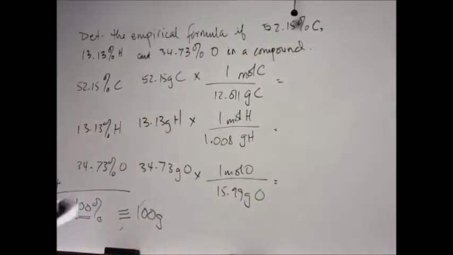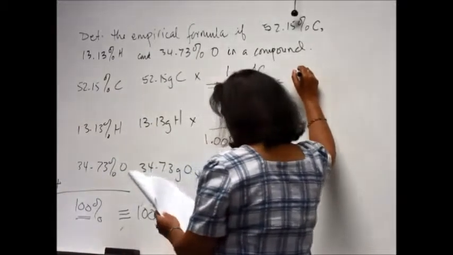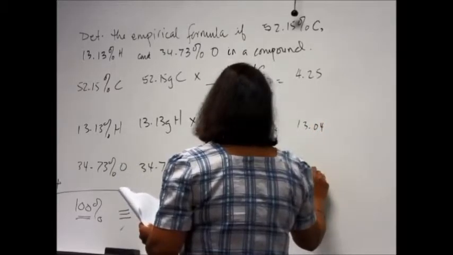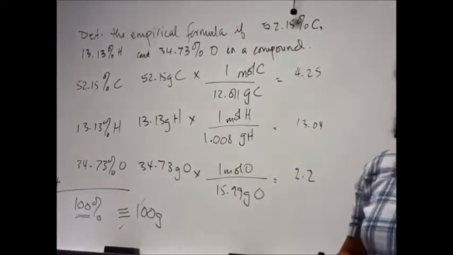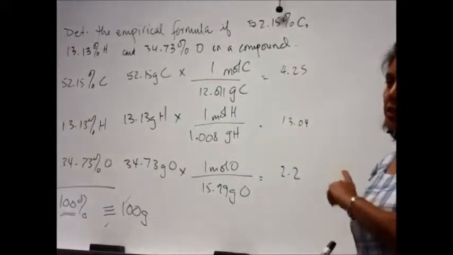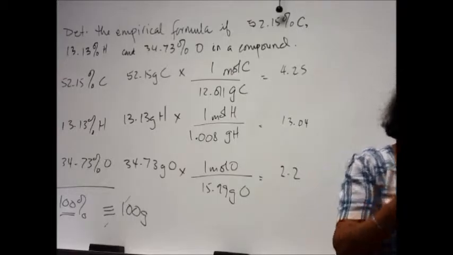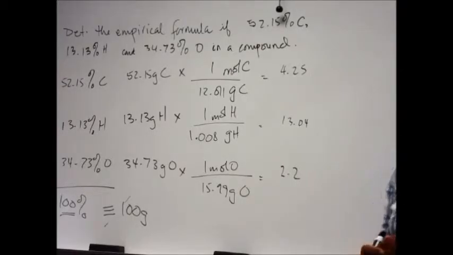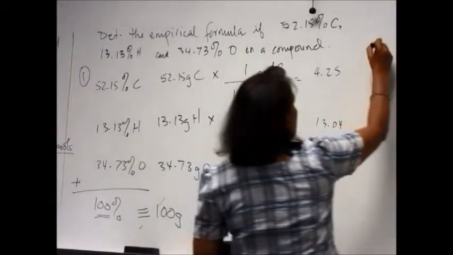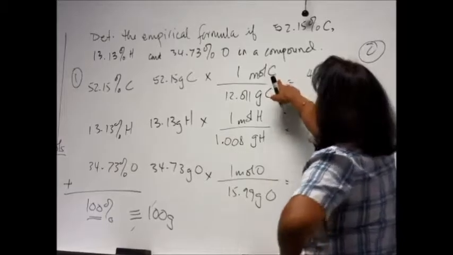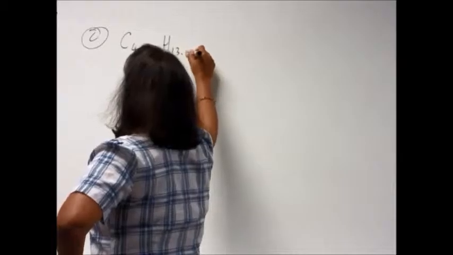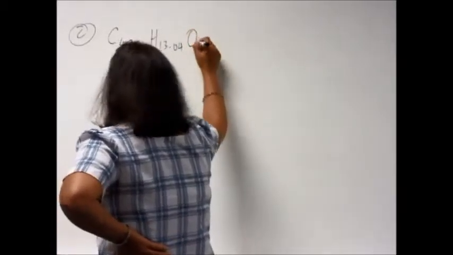I would have you do the calculation, and it does take a little while, so I have it for you. 4.25, 13.04, 2.2. Those are the numbers. That's your first step, to find the mole ratio. When you're given the percent, you convert them into moles. So step number 1. Step number 2 is to come up with the formula then, so carbon is 4.25, hydrogen is 13.04, and oxygen is 2.2.